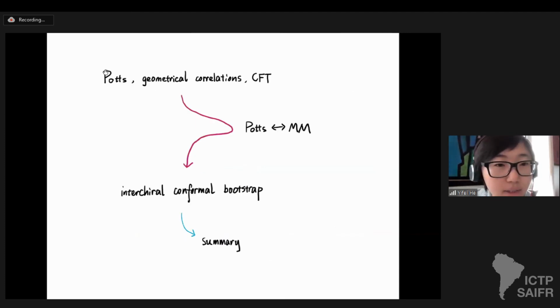So I will start with a brief introduction of the Potts model and its geometrical correlations, as well as the CFT content. And the goal is to determine the four-point geometrical correlations, for which we are going to use the bootstrap. But before doing that, we will make a small detour to make some connections between the Potts model and the minimal models. And in the end, I will give a summary.